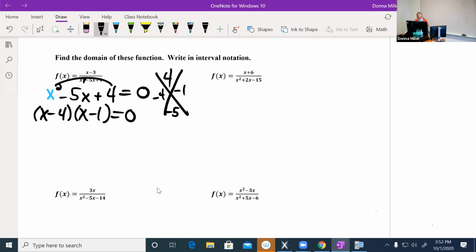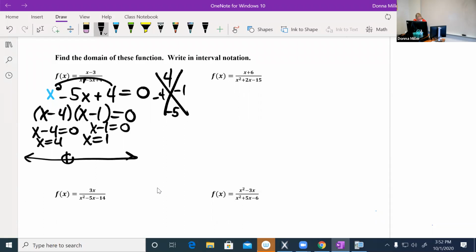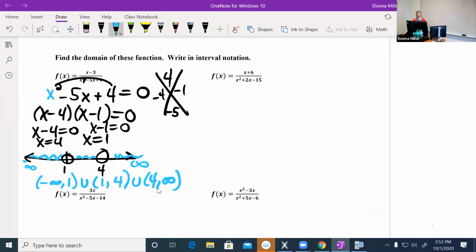All right. So if I set them equal to 0, I get x equals 4, and moving the 1 over, I get x equals 1. So 1 and 4 are not allowed. On my number line, here's 1, here's 4. So I'm going to have 3 intervals. The first interval is negative infinity to 1, the second interval is 1 to 4, and the third interval is 4 to infinity. We're good then.